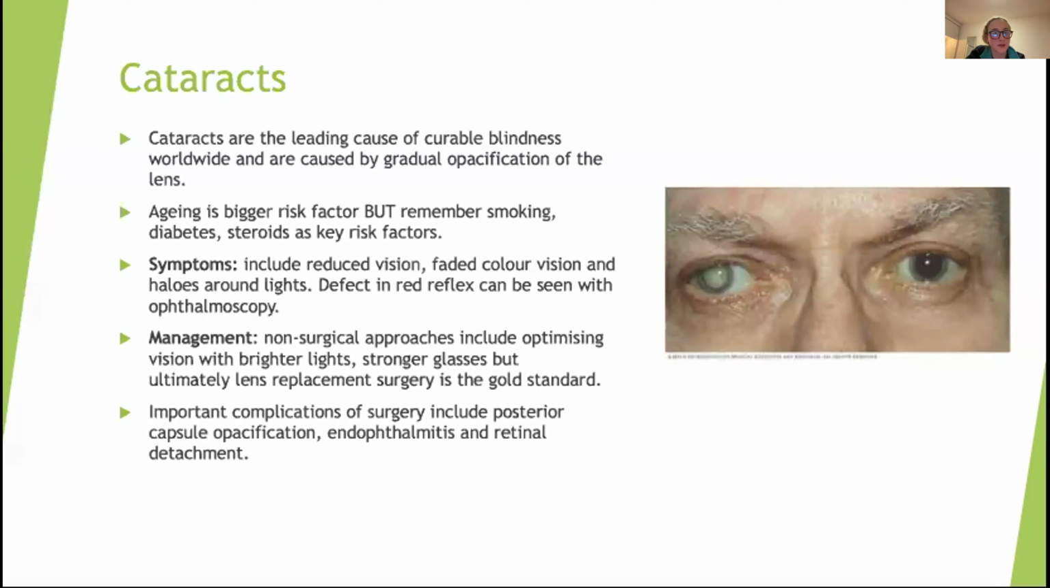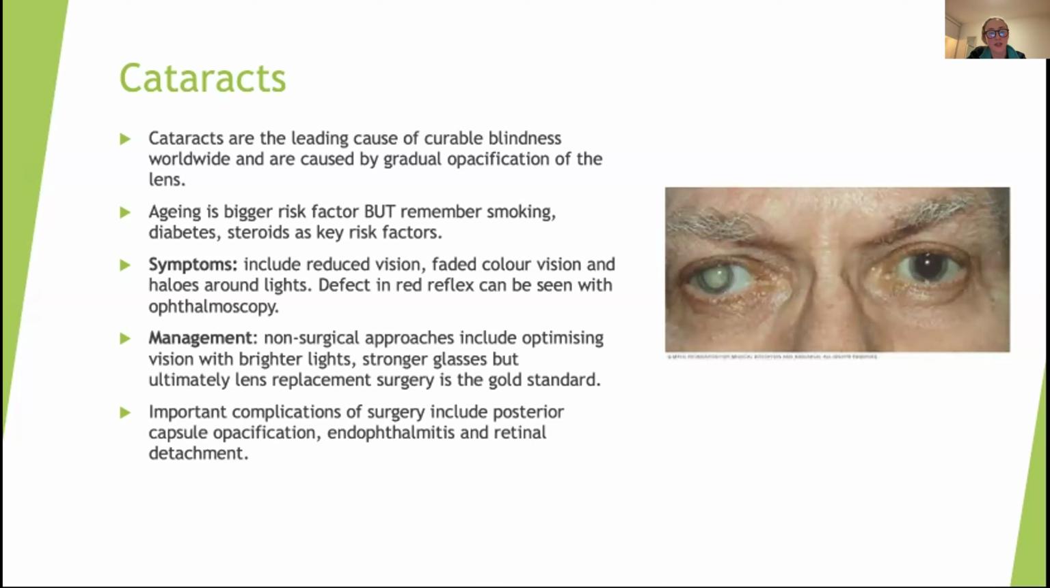So in terms of symptoms, you get reduced vision, faded color vision, and this glare and halos around lights. So if patients say they're driving at night and looking at lights, they get this glare. That's quite classic of cataracts.